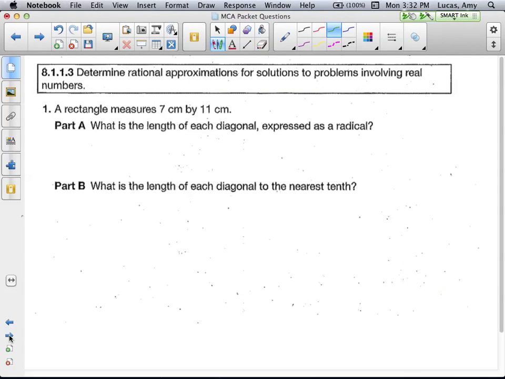Our next standard, 8.1.1.3, determine rational approximations for solutions to problems involving real numbers. Number 1, a rectangle measures 7 centimeters by 11 centimeters. Part A, what is the length of each diagonal expressed as a radical? Okay, so it's a rectangle, and it's 7 centimeters by 11 centimeters.